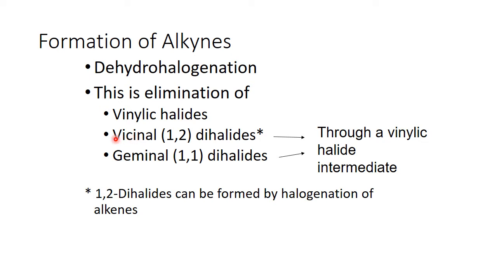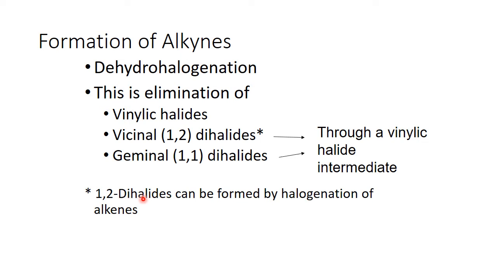So a vicinal dihalide is where you have two halogens on carbons adjacent to each other. A geminal dihalide has the two halogens on the same carbon. And by removing two hydrobromic acids or two hydrochloric acids, you actually then form the alkyne. Note that it is through a vinylic halide intermediate. So basically you're forming it from the vinylic halides.